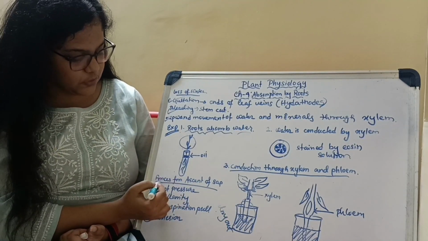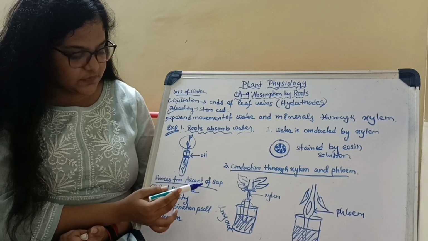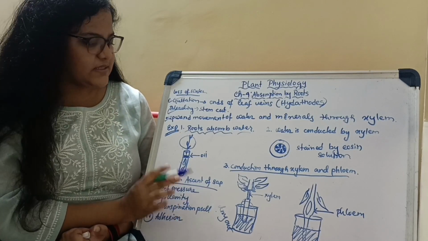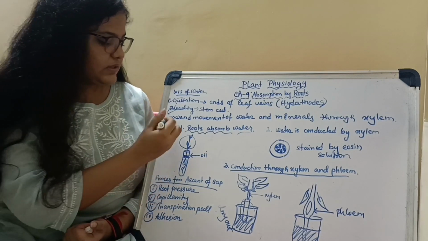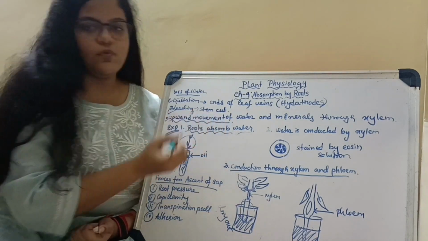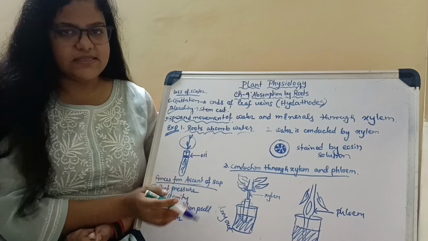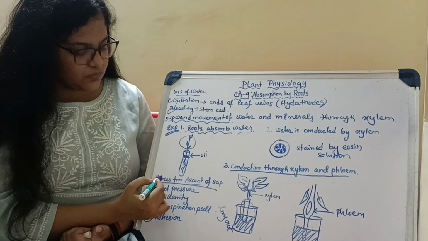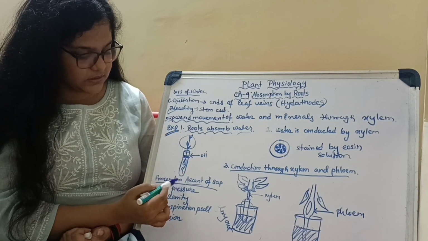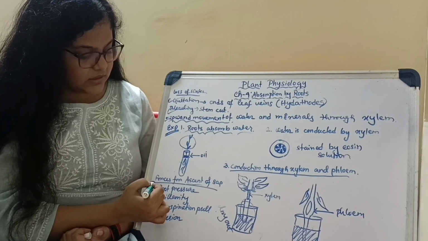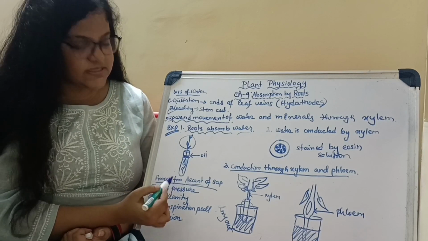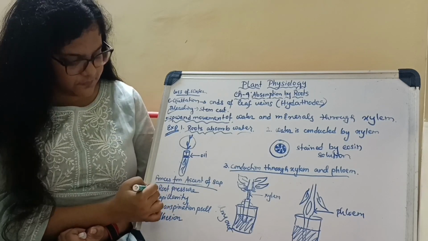Now let us move on to the ascent of sap. Now what is ascent of sap? Ascent of sap is nothing but the simple upward movement of water and minerals, which is ultimately the sap, and is known as the ascent of sap. Now what forces are involved in this ascent of sap?